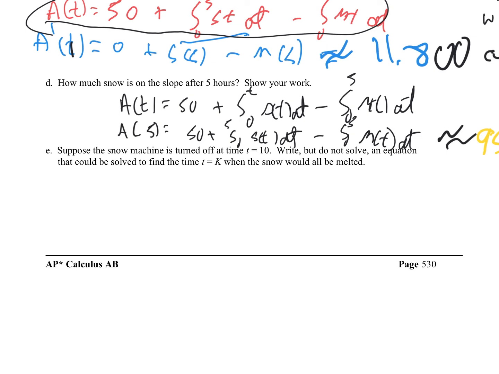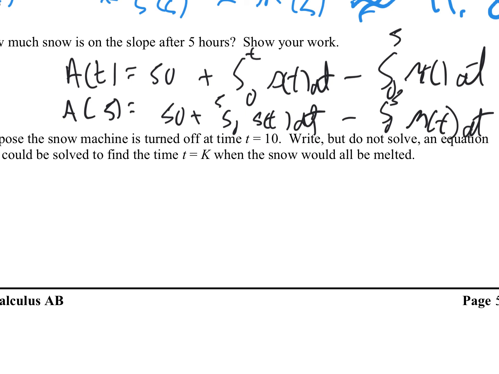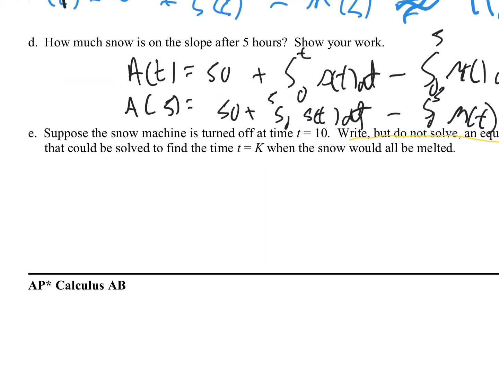Suppose the snow machine is turned off. I did it again. At time t is 10. Write, but do not solve, an equation that could be used to solve for time t is k, when the snow would all be melted.